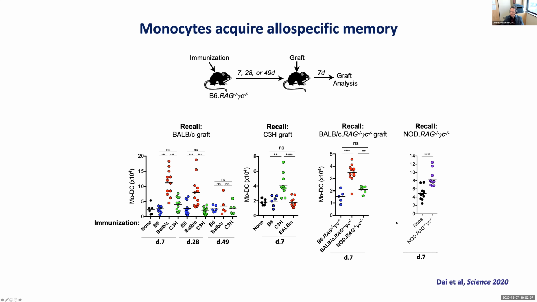Now, to convince you that the response to NOD RAG gamma chain knockout bone marrow plugs is still a sufficient response, and that there is nothing wrong with using these as donor mice, we included a control where we immunized and recalled with non-RAG gamma chain knockout splenocytes. You can see that we were able to elicit a heightened response in that strain combination also.